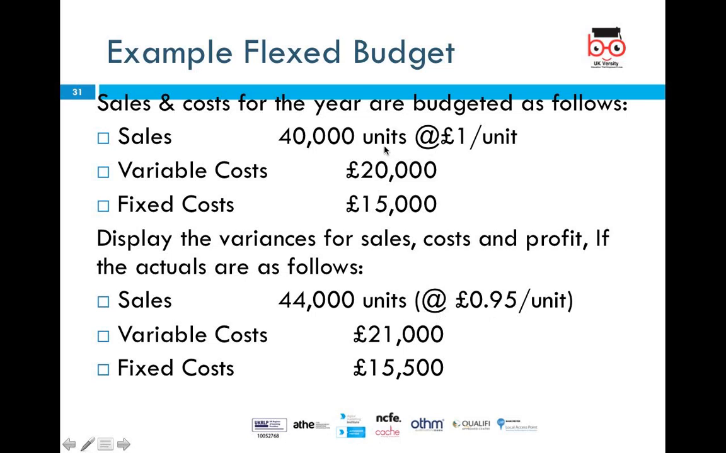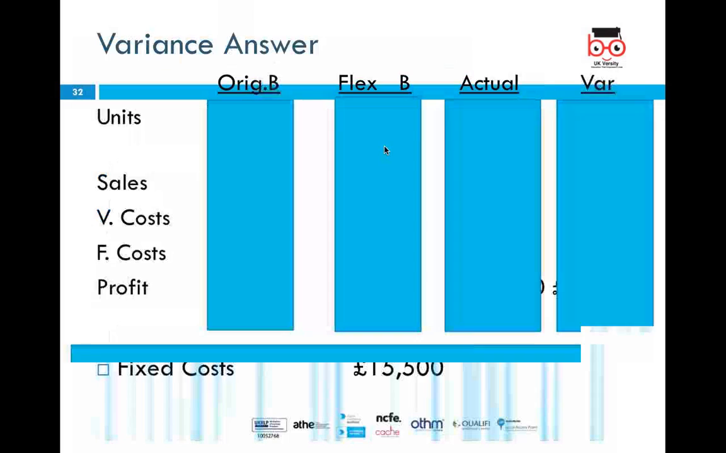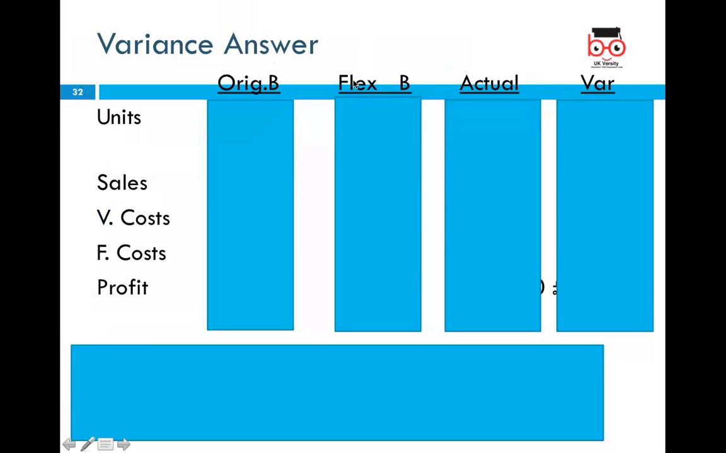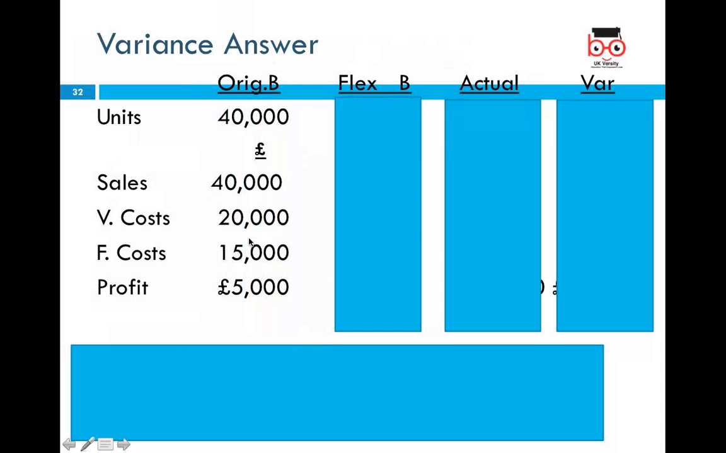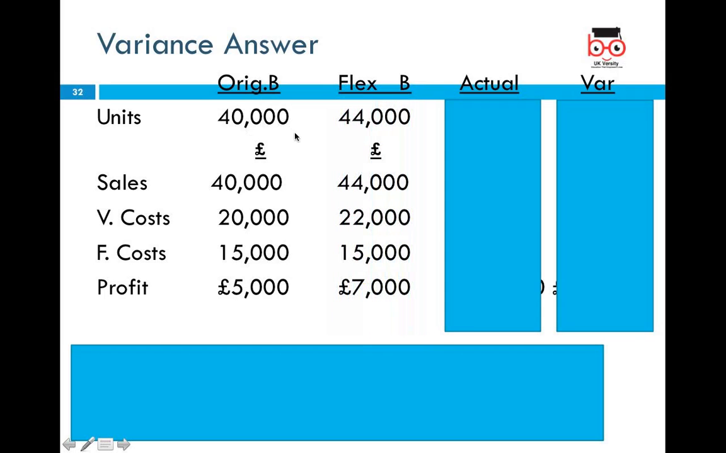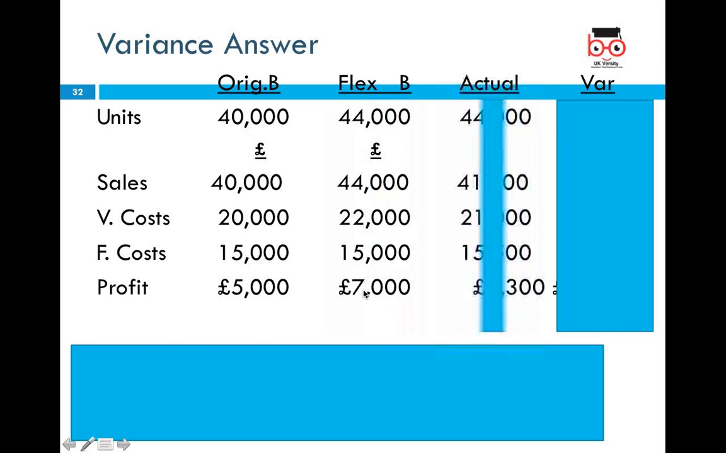So 95 pence was the per unit cost, and the budgeted figure is £1 per unit cost. Now let's see what our variance will be based on the flexible budget and the actual budget. In the original budget, we have a 5,000 profit, and sales in units because it's £1 per unit, and then we have a flexible budget.